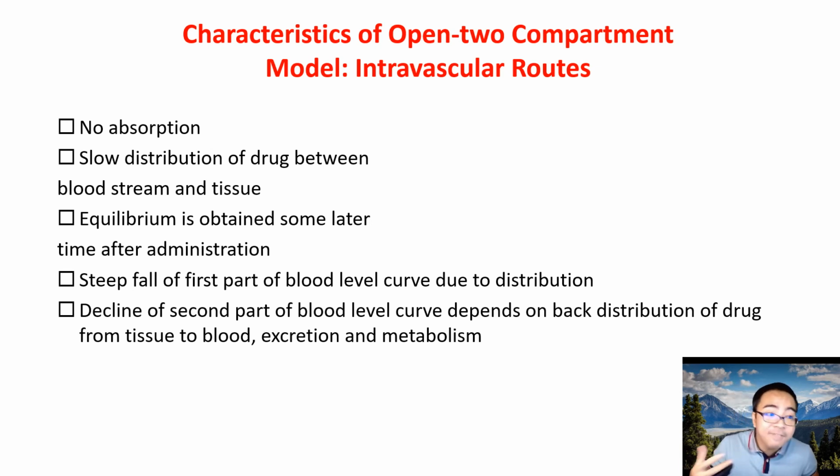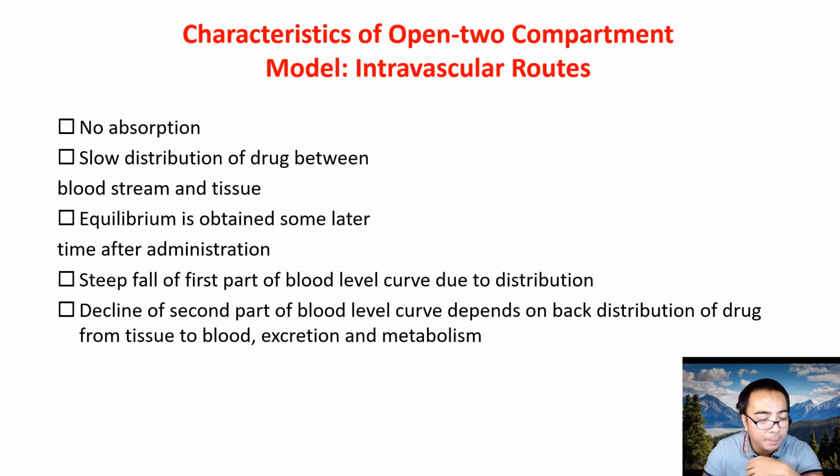So, for the IV open two compartment model, no absorption takes place, obviously. There's a slow distribution of drug between bloodstream and tissues. Equilibrium is obtained some later time. Okay, and the steep fall of the first part of the blood level curve is due to this distribution, and the decline of the second part of the blood level depends on back distribution of drug from tissue to blood, excretion, and metabolism.